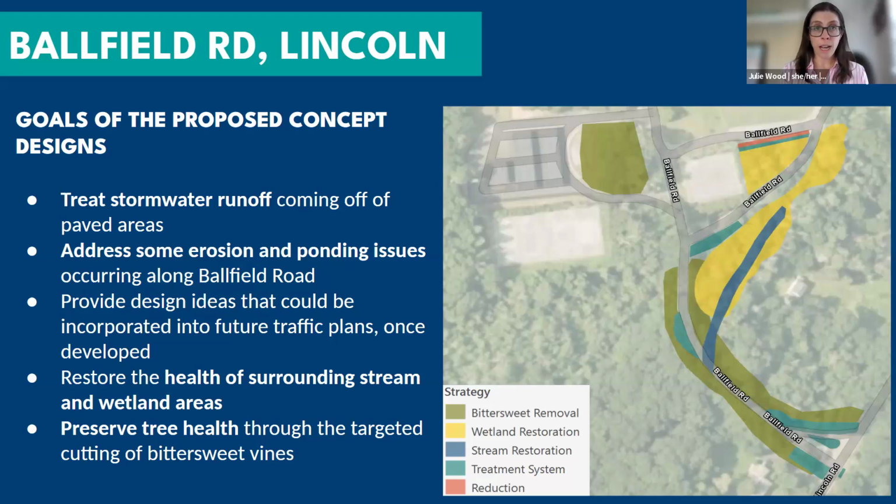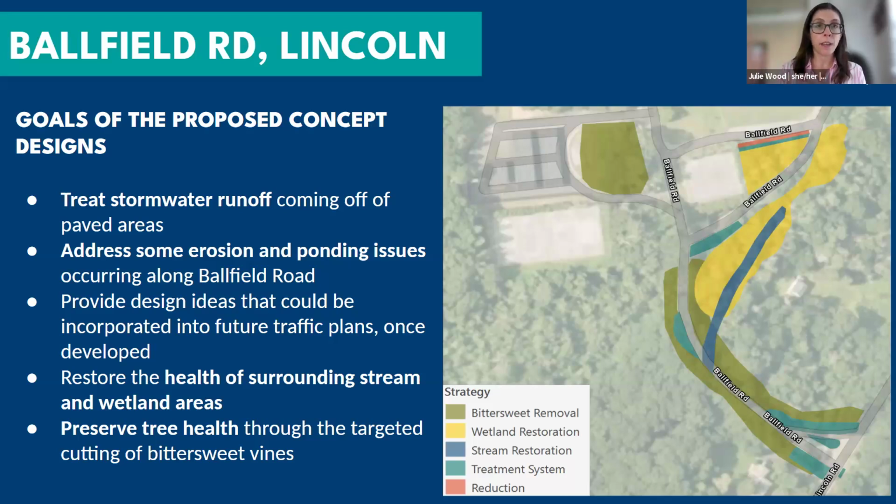That's an invasive vine that kills trees. So cut it and let those trees be healthy. Wetland restoration and stream restoration to the north of the road, north and west of the road. The stream to the north and east. The stream to the southwest actually looks very healthy, with a healthy wetland there.